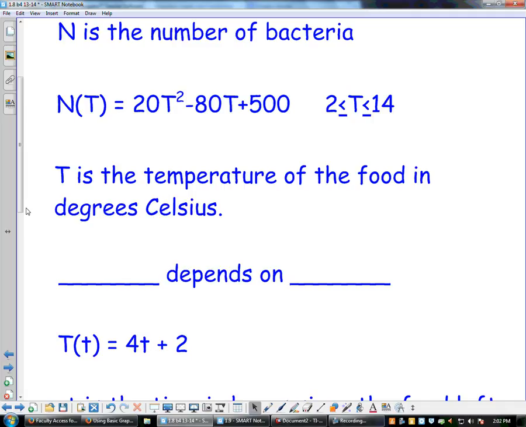Okay, yum. All right, so going back to this, if capital T is the temperature of the food in degrees Celsius, what depends on what? Does the temperature depend on the number of bacteria, or does the number of bacteria depend on the temperature? Number of bacteria depends on temperature. All right, so the number of bacteria depends on the temperature, and we're using capital T for that.